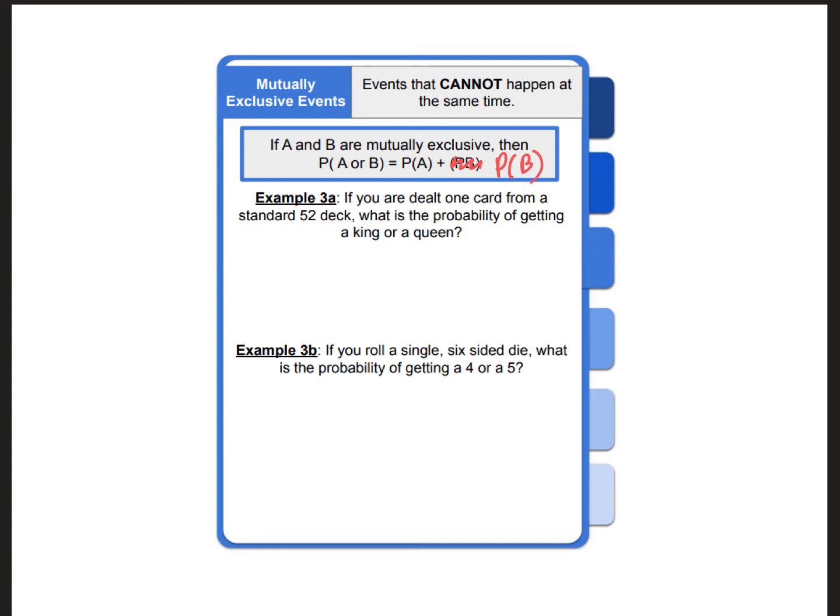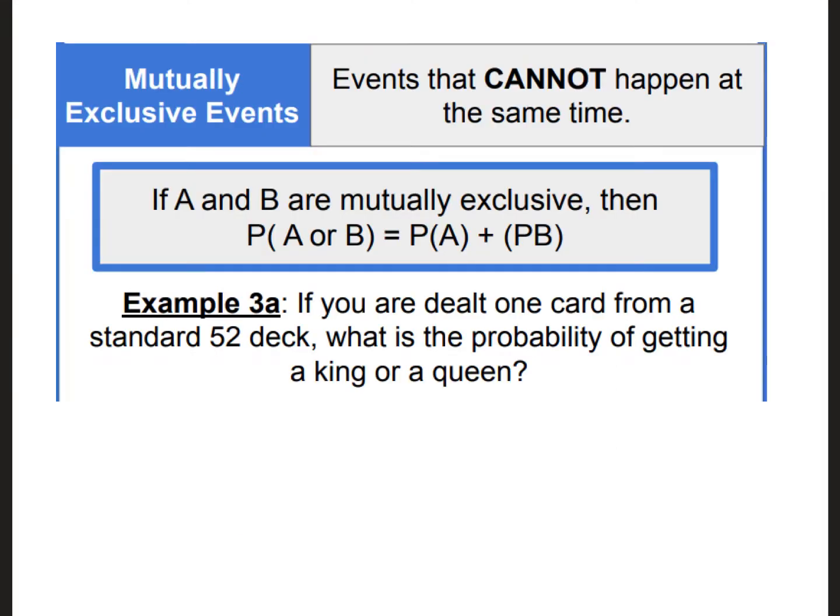So let's go ahead and look at 3A. 3A says, if you're dealt one card from a standard 52 deck, what is the probability of getting a king or a queen? Well, I know if I'm drawing one card, I can't get both. It's going to be one or the other. For my number of kings, we have 4 in a deck. And for queens, we also have 4.